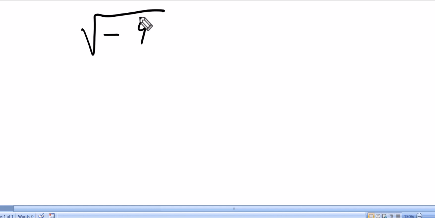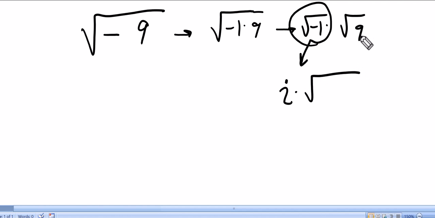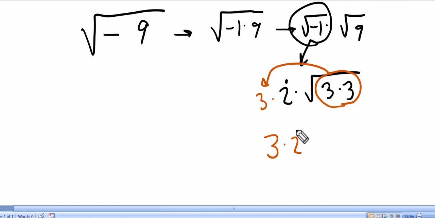Let's try another one. So same idea, right? We can break this up into negative 1 times 9. And by definition, this square root of negative 1, that's an I. If we do your factor tree for 9, 9 is 3 times 3. Okay, I'm not going to do a tree for that. You can if you want, but it's the shortest tree. And again, if we pull out a pair, what do we get? 3. And there's no leftovers. So the answer is just 3i.